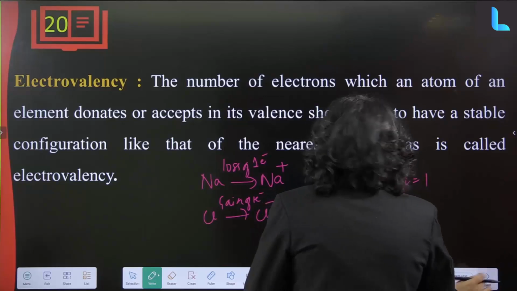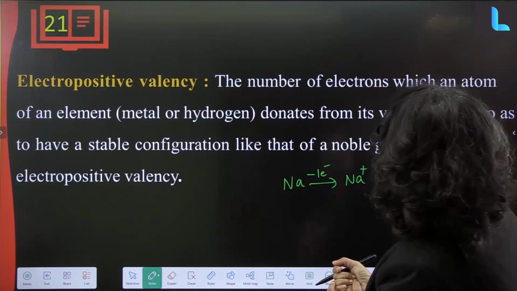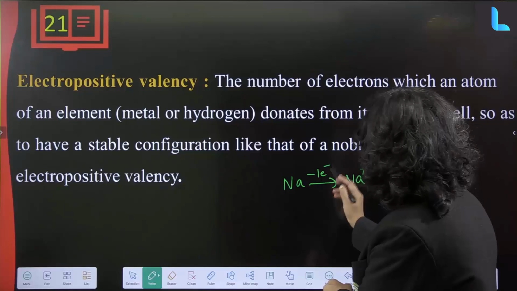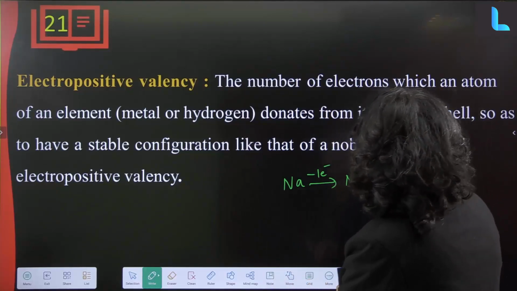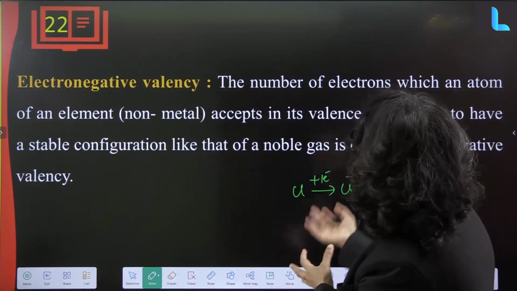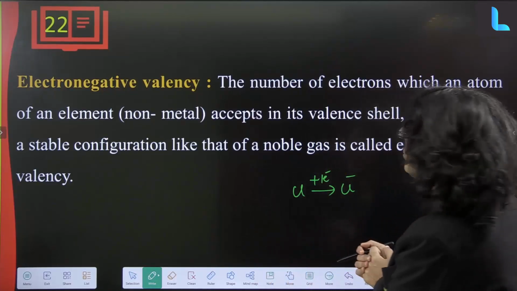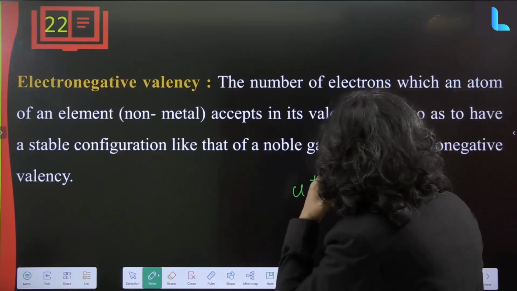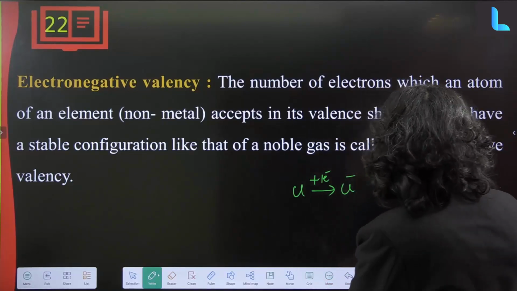Now we are seeing the next, electropositive valency. The number of electrons an atom of an element donates from its valence shell to get a stable configuration. So Na is donating one electron to get Na plus. So electropositive valency for Na becomes 1. Same way electronegative valency: the number of electrons an atom of a non-metal accepts in its valence shell so as to have a stable configuration like a noble gas is called electronegative valency. So chlorine has taken one electron, so electronegative valency is also 1.